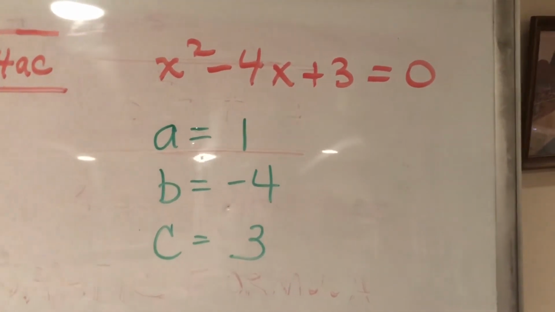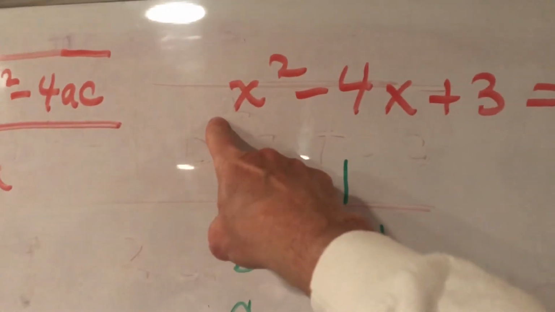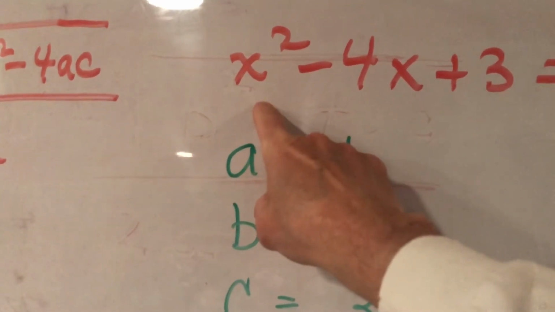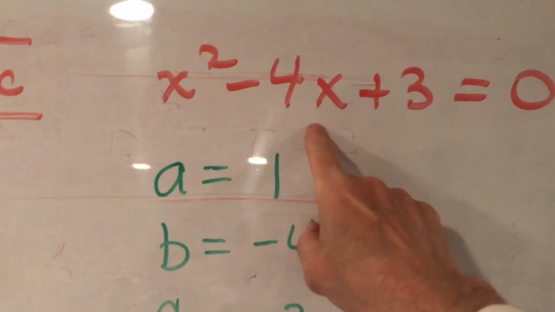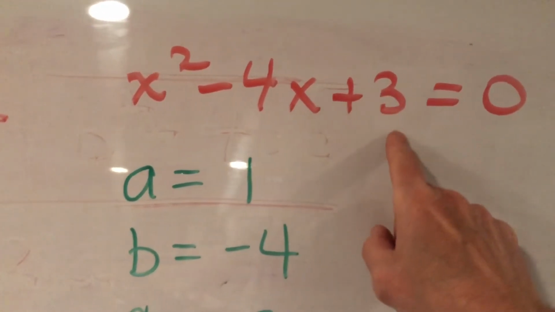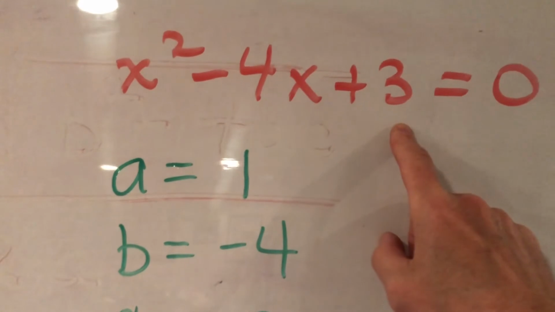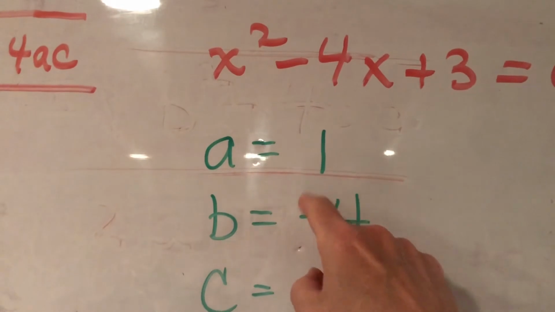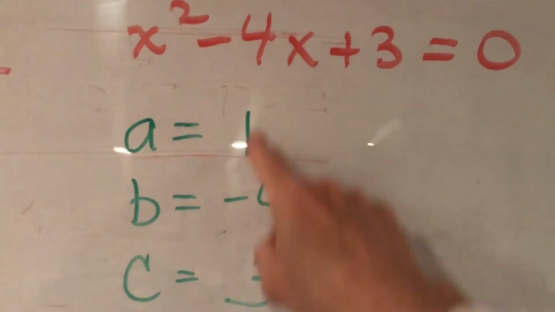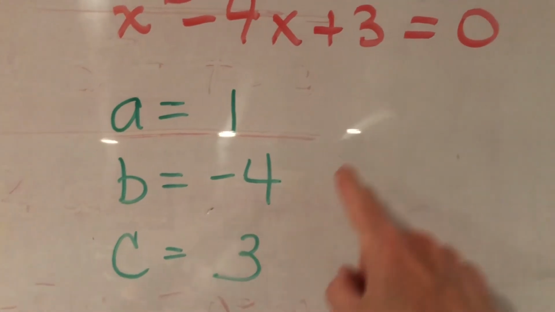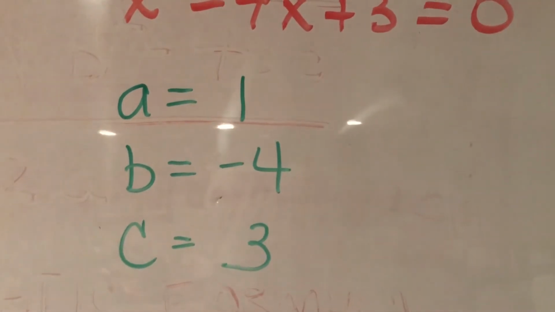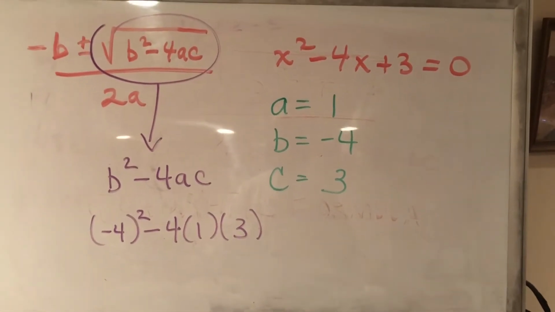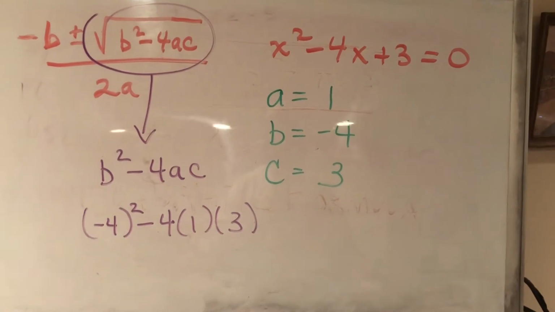Well, as you can see, the A is going to come from what's in front of the first term. So we always get the x squared first, then the x without the exponent second, and then the constant third. The number in front of the x squared is 1, the number in front of the x is -4, and the constant is 3. So now we plug in.